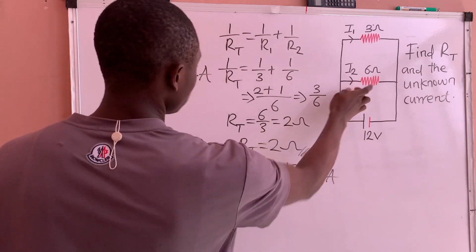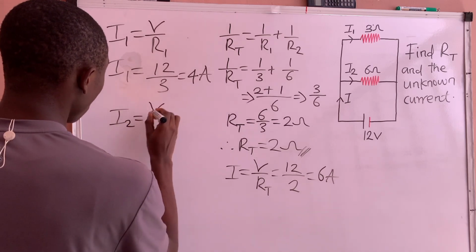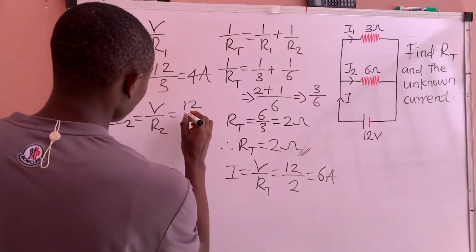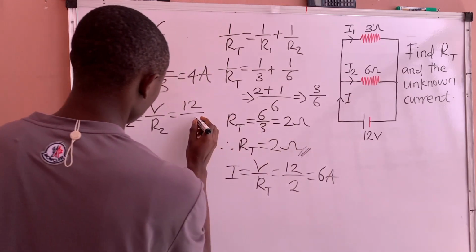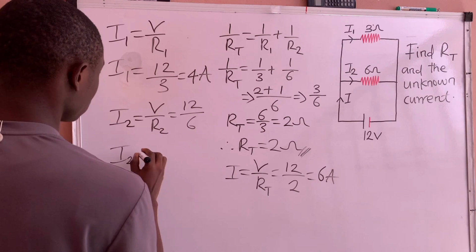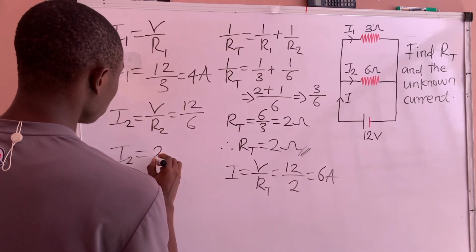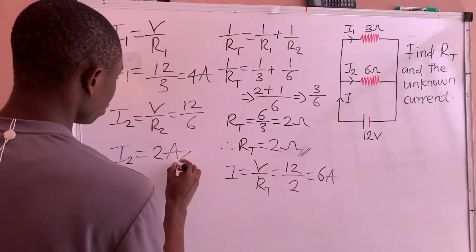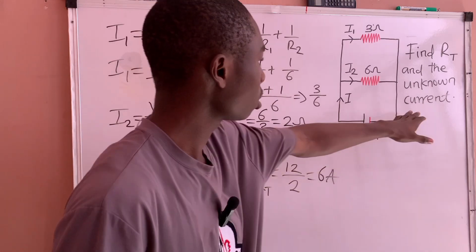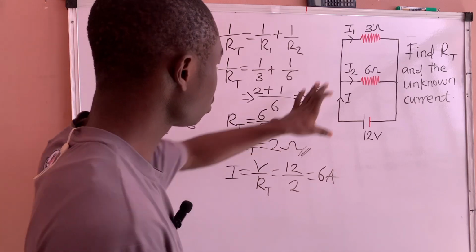For I2, using Ohm's law, it will equal V over R2, which will be 12, the supply voltage, divided by 6 ohms. And 6 will go into 12 two times, which is 2 amps. So these are the values of the unknown currents and the total resistance in this parallel circuit.